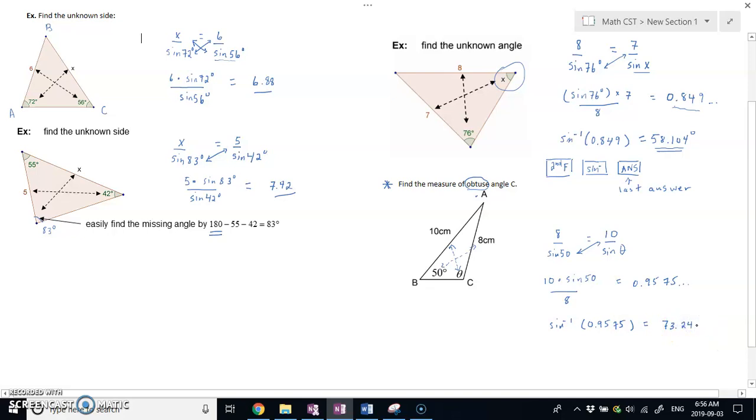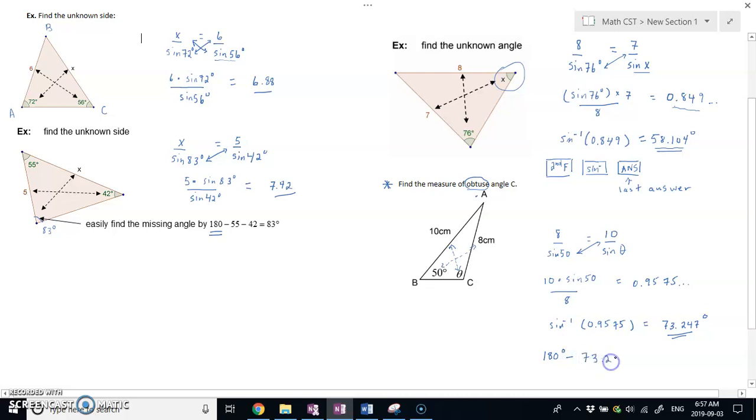Not the same as the picture, is it? Well, the problem is that this is an acute angle. It's not bigger than 90 degrees. So when a question says find the measure of an obtuse angle, you have to take your answer and subtract it from 180 degrees.